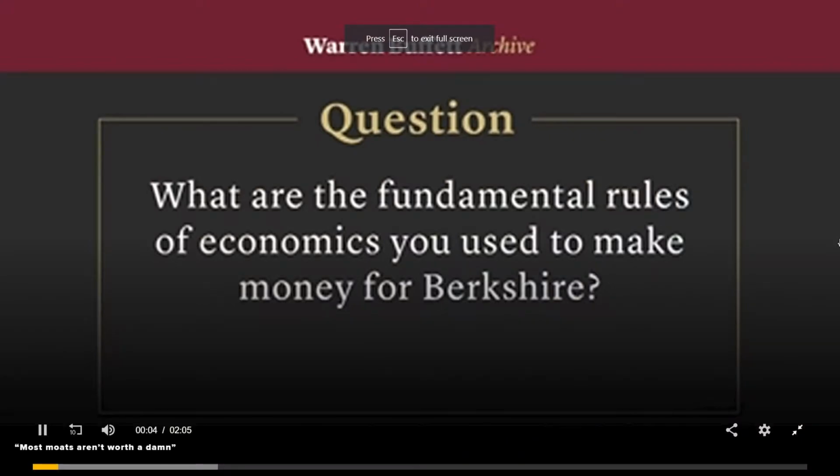What are the fundamental rules of economics you used to make money for Berkshire? The most important thing we're trying to do is find a business with a wide and long-lasting moat around it, protecting a terrific economic castle with an honest lord in charge of the castle. And in essence, that's what business is all about.